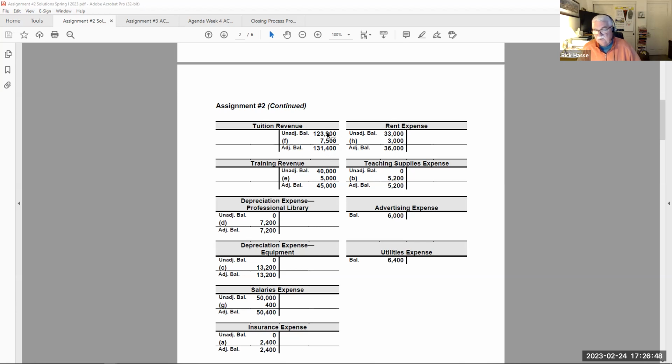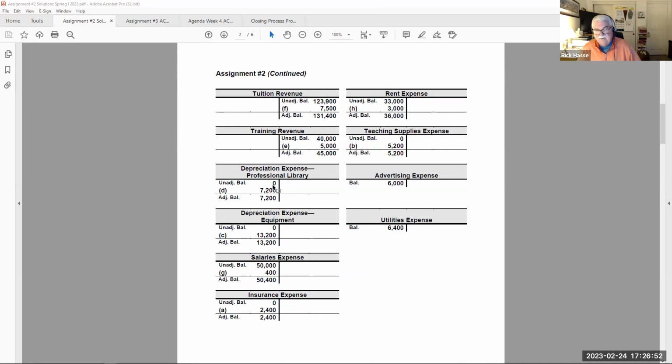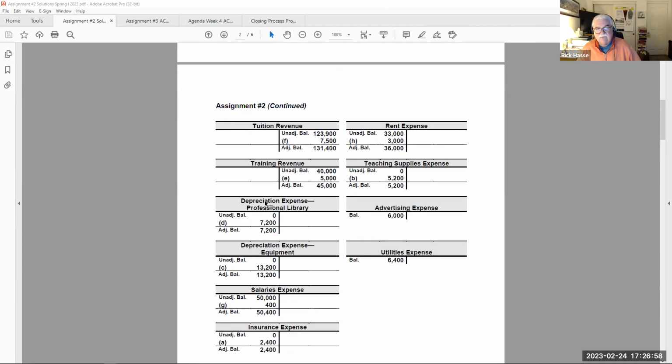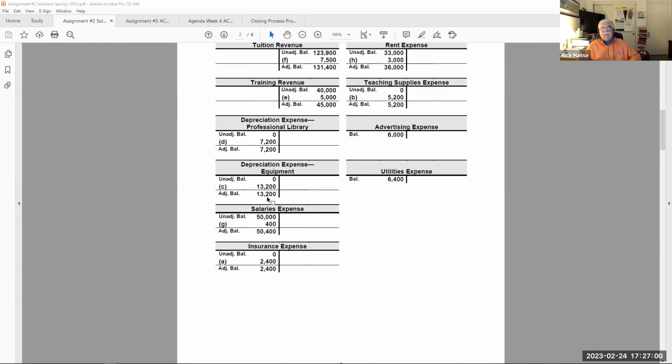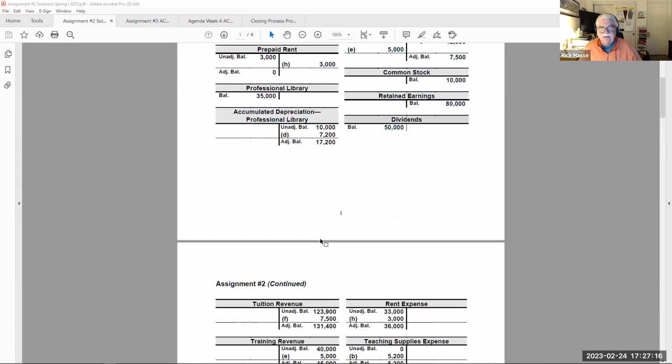We started out with $123,900. Here's the depreciation expense, which had no balance prior. We added the debit of $7,200, and there's the new balance, and so on. If you were confused about that, some of us forgot or did not post these to the general ledger. Now, in the real world, this is all done by computer, but the process of this class is for you to understand the process that computers do in posting all these transactions to a ledger.